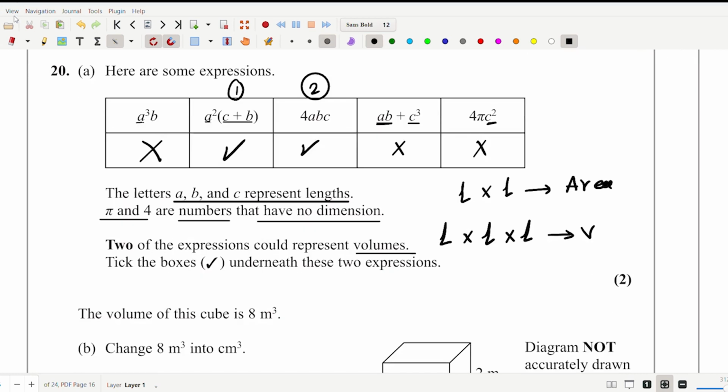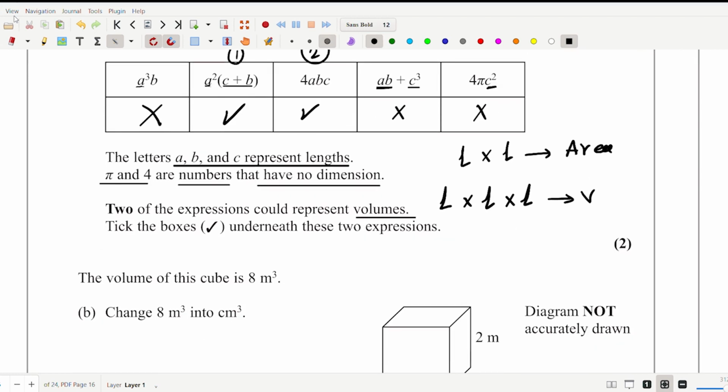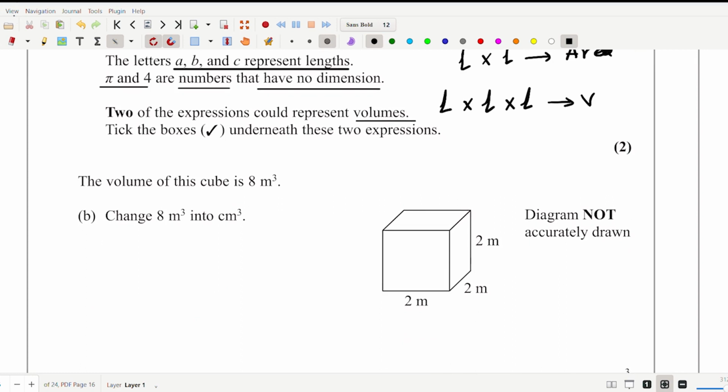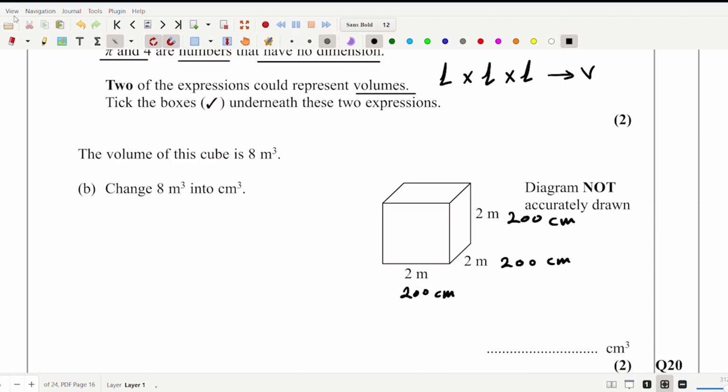The volume of this cube is 8 meter cubed. Change 8 meter cubed into centimeter cubed. So 2 meter equals 200 centimeter, equals 200 centimeter, equals 200 centimeter. Length times length times length, which is equal to 8 million centimeter cubed.